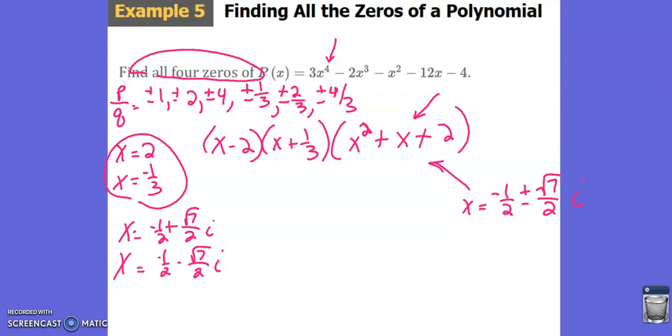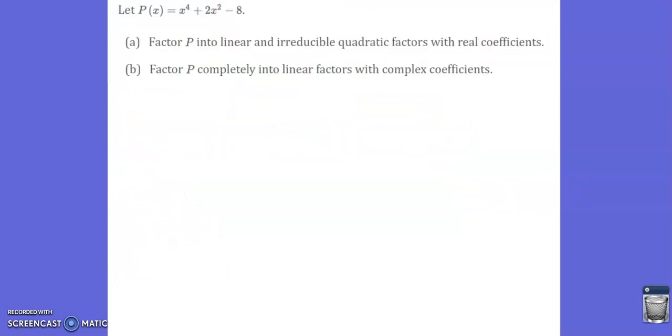They're all complex numbers. They're all 4 zeros that we just found. 2 of them are real, and 2 of them are imaginary. So here, our last example just says factor P into linear and irreducible quadratic factors. It's very similar to what we just did. So you're going to list all the possible rational roots for this, and then start using synthetic division to be able to get to your answer. So it's the exact same thing that you're going to do.